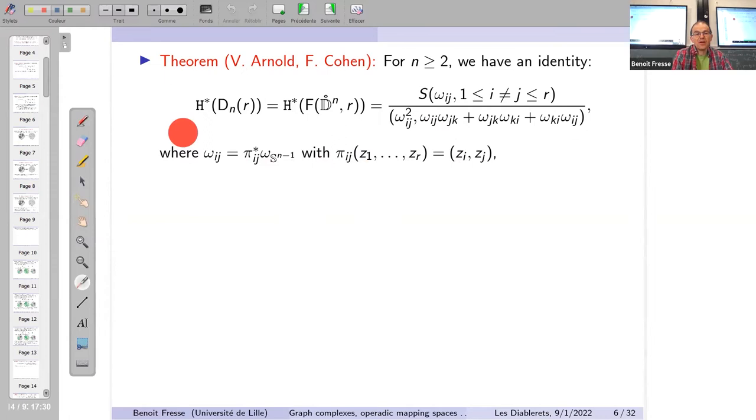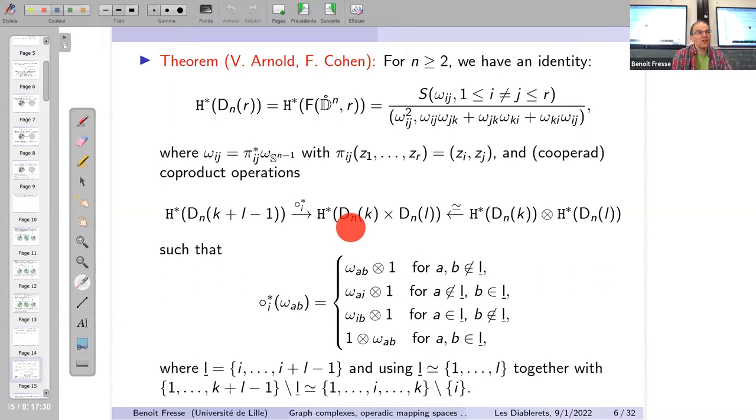But also we have coproduct operations, which are induced at this level by the composition operations of the little disks operad. So this gives operations of this form, which go from the cohomology of D_n(k plus l minus one) towards the tensor product of the cohomology of D_n(k) and the cohomology of D_n(l) through the Künneth isomorphism, and which are in some sense dual, in the categorical sense, to the composition operations of an operad. So they give to this collection of graded commutative algebras the structure of a cooperad in graded commutative algebras. Later on, I will call such structures graded cooperads. And you can easily describe these coproduct operations on the generators by this kind of formulas.